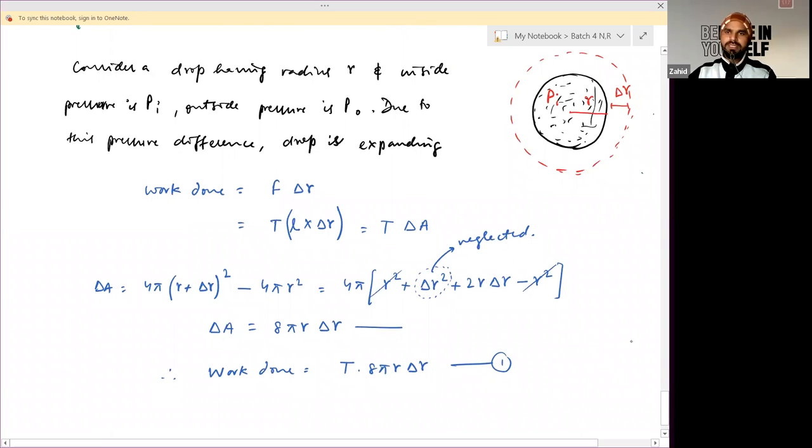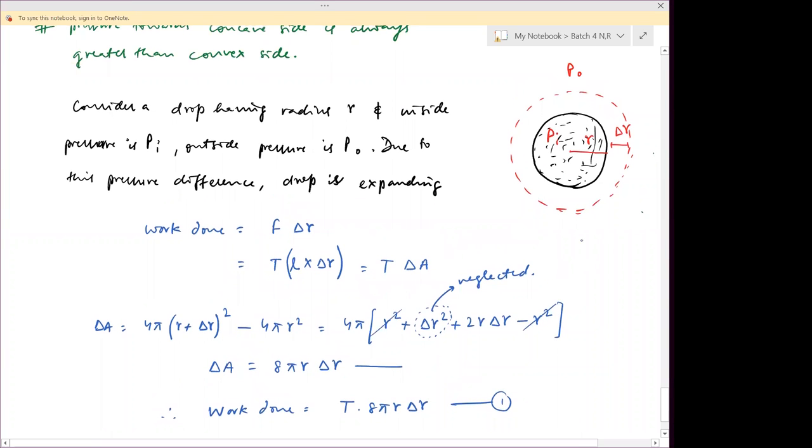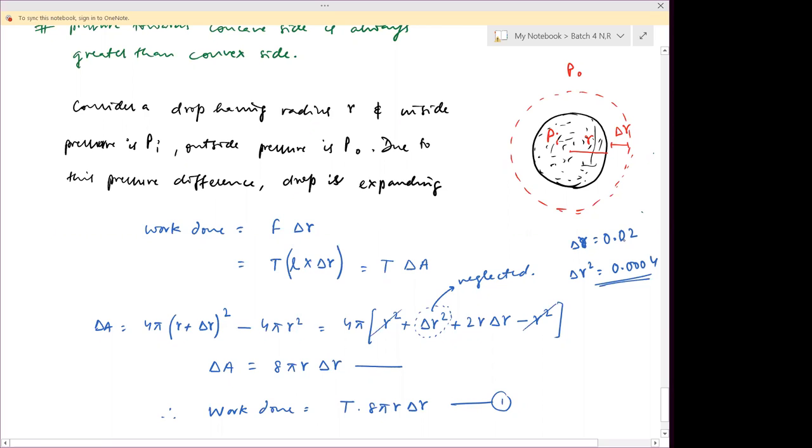Sham, any doubt till this part? Sir, why do we neglect delta r square? Since the radius is expanding at a very small rate, delta r will be about 0.02 or much smaller. So if you square it, it will be 0.0004, which is much smaller as compared to this part. So we can neglect this with respect to this part. Okay.